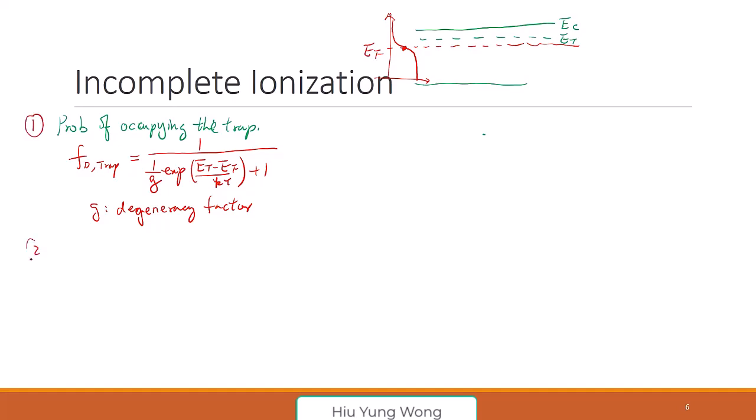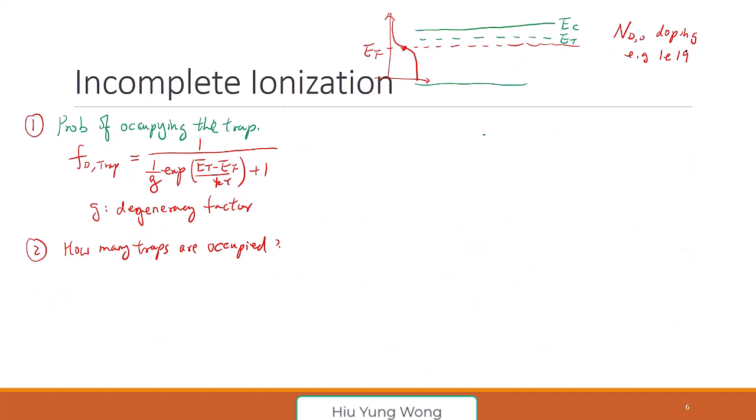This is one. Then how many traps are occupied? Can you tell me how to calculate how many traps are occupied? I gave you the distribution function already. And we say we have N, I think it's D. Let me make sure of the symbol, ND0, the dopant. For example, I put 1E19 dopant. So I have ND0 number of states. So how many traps are occupied, based on what we discussed last time?